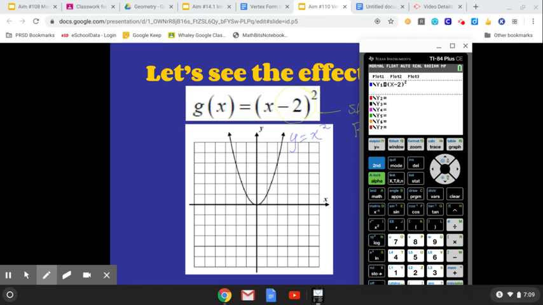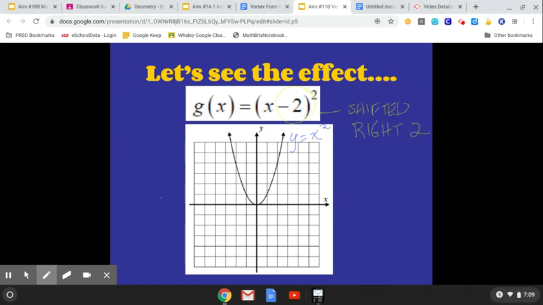Let me go back and change this to a plus 2 and look at what it does. It shifts it to the left 2. Okay, so maybe we write that down someplace. That's an important idea.